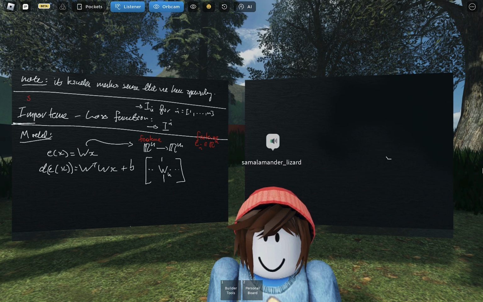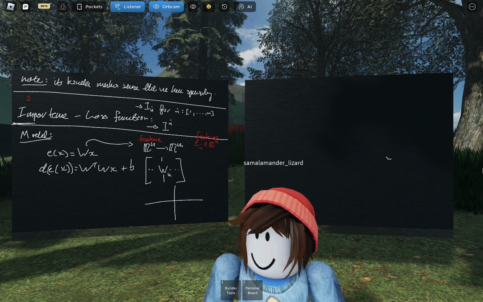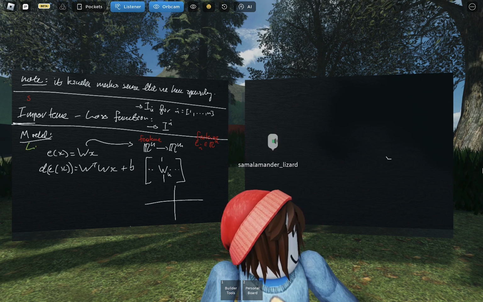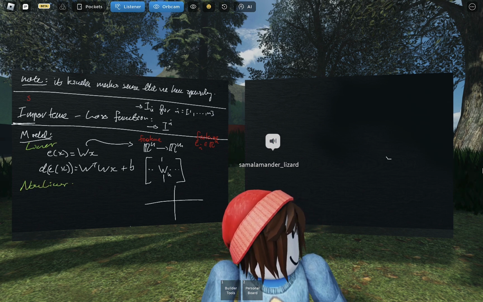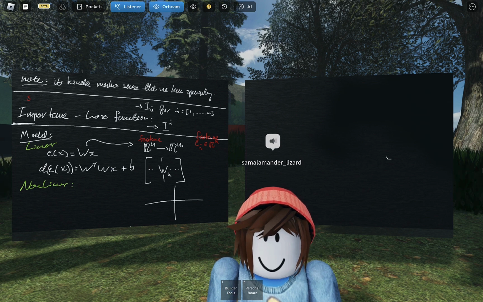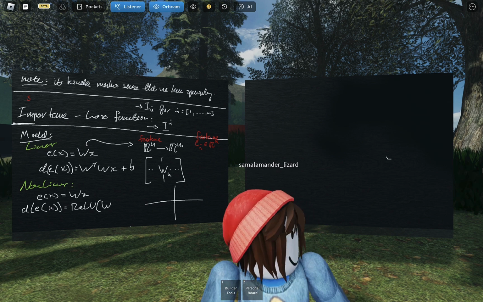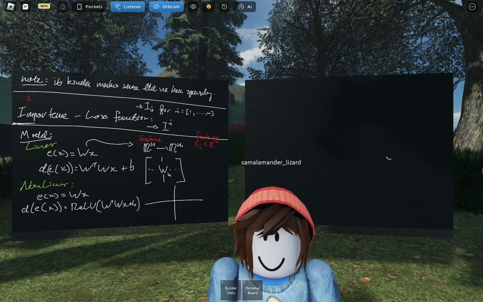I think it's useful maybe now to draw. This is their linear model, and the non-linear model is basically the same thing, except we use a ReLU at the very end. So encoding is the same, it's projection by this matrix, and then decoding is ReLU of the same.